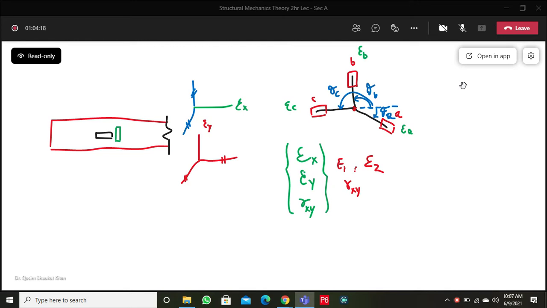ठीक है? Each strain gauge gives you one value of strain: epsilon A, epsilon B, epsilon C. These are the thetas. Now we will develop the equations, and based on those equations we want to calculate the normal and shear strain, which is your plane strain state, and from here we want to calculate epsilon 1, epsilon 2, whatever you need. Is this point clear?